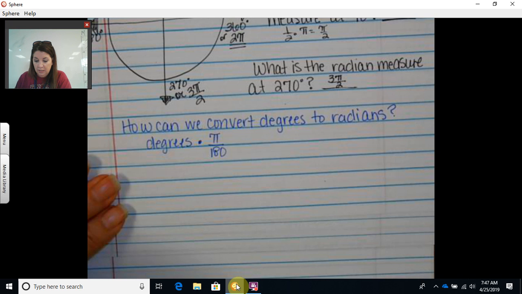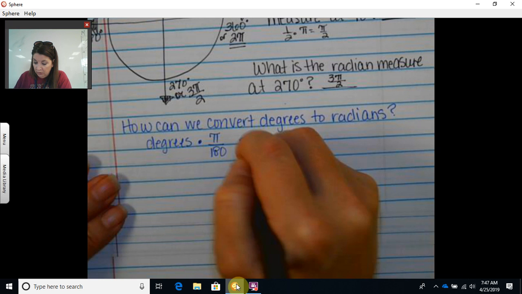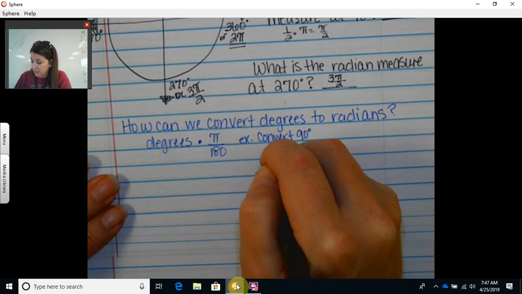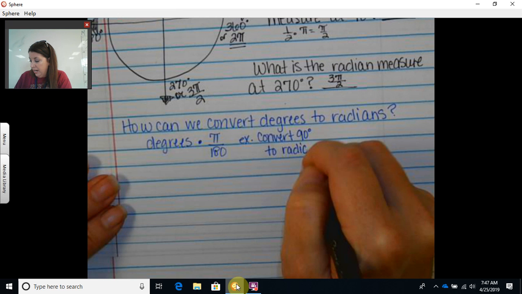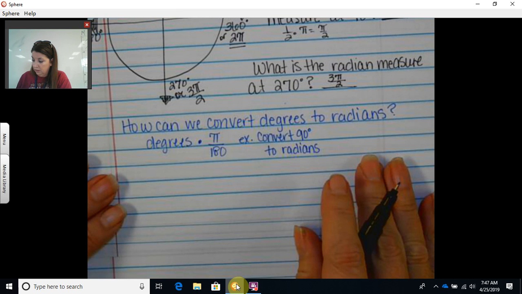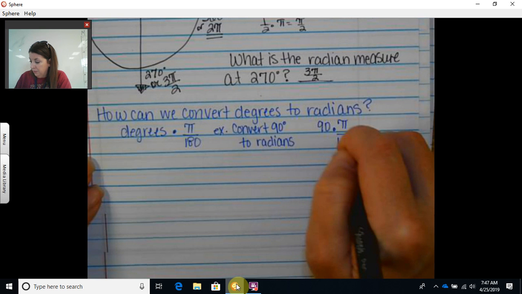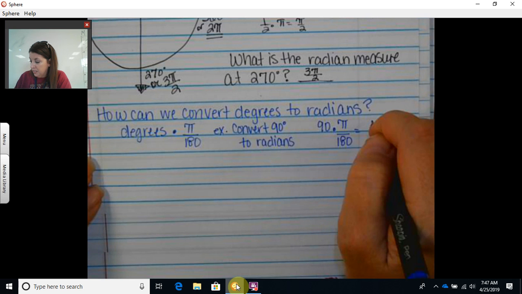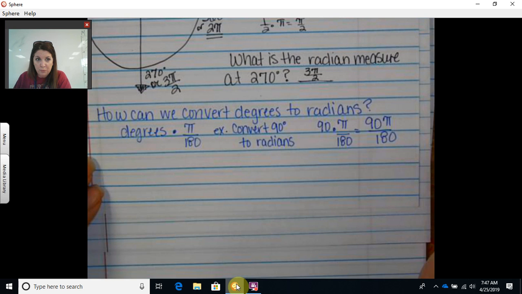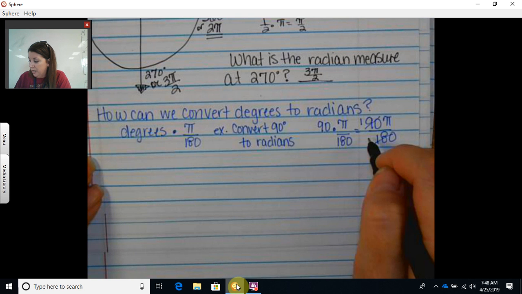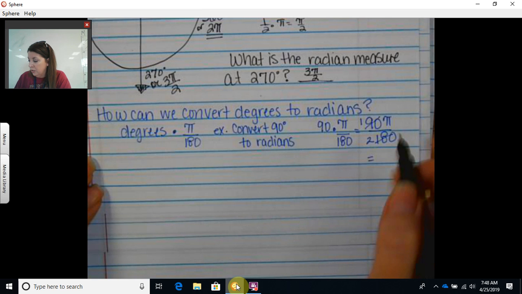So, for example, when we convert 90 degrees to radians, I mean, we figured that out in our head, but if we use the formula, all we do is we take 90, multiply that by pi over 180. So that gives us 90 pi over 180. And then when we reduce that, 90 goes into 90 once, 90 goes into 180 twice. So that gives us 1 pi over 2, or just pi over 2, which we say is pi halves.